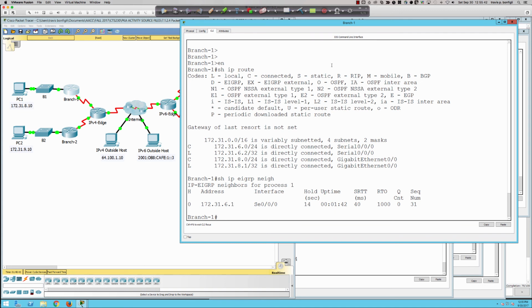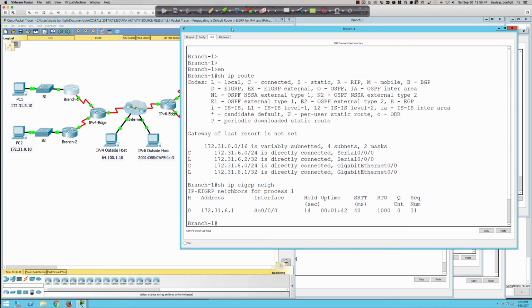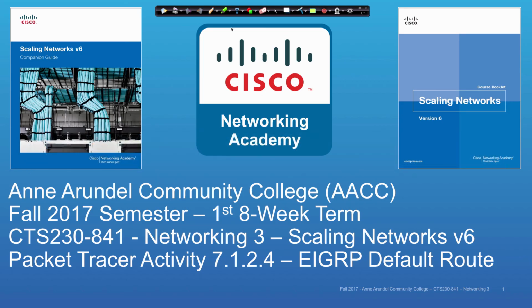All right, well, that wraps up Packet Tracer Activity 7.1.2.4, where we talked extensively about getting default routing information into your EIGRP for IPv4 and your EIGRP for IPv6 autonomous systems.